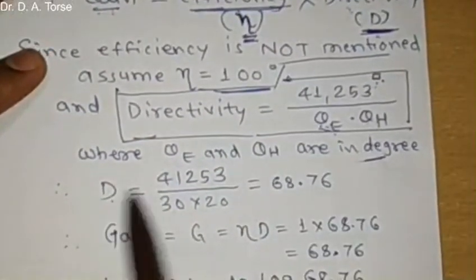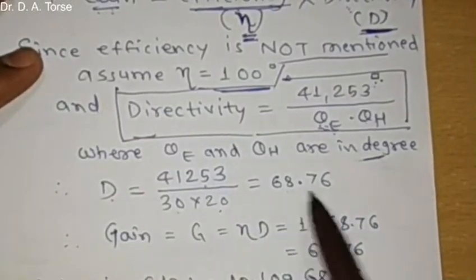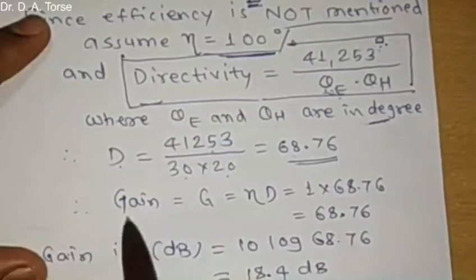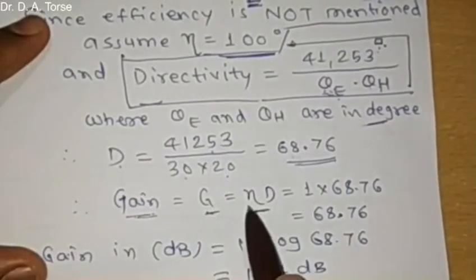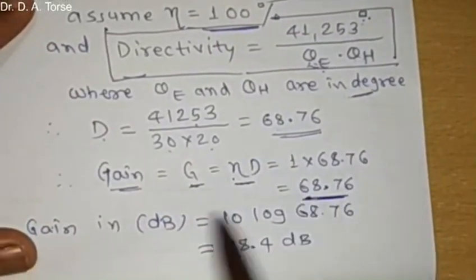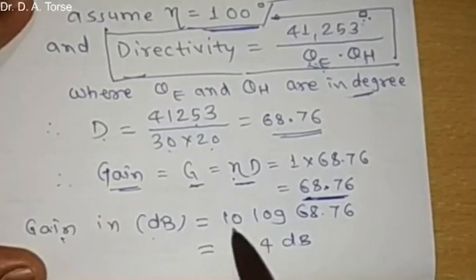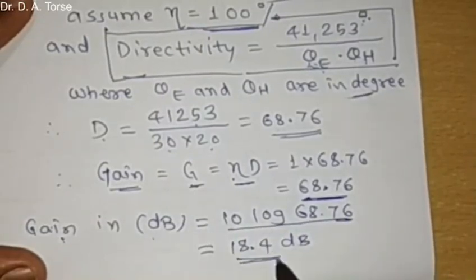So we have D equals 41,253 divided by 30 into 20, which comes as 68.76, and the gain G is eta into D. Eta is 1, efficiency is 1, so the answer of gain is 68.76. So the gain in dB can be calculated by 10 log 68.76, which comes as 18.4 decibels.